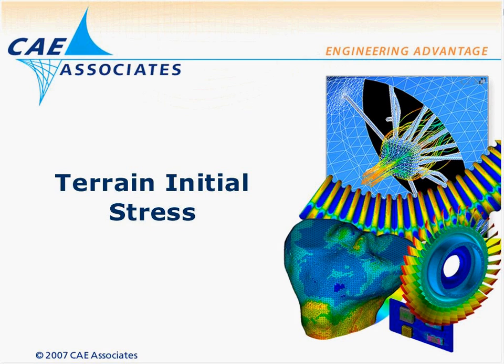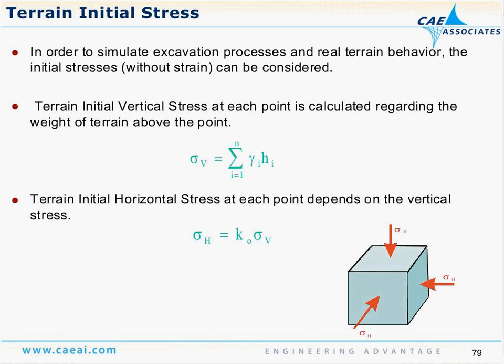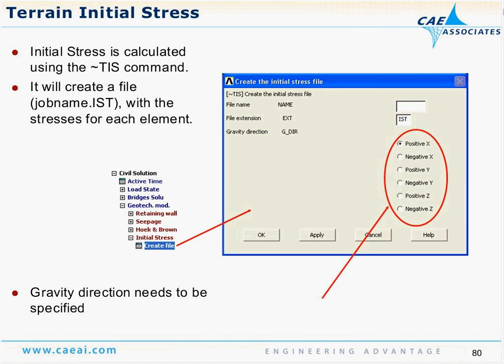Terrain initial stress is another feature of CivilFEM where you can develop the equivalent stress state in the actual soil in a strain-free condition. It takes advantage of the initial stress capabilities in ANSYS. You can create both a vertical and horizontal stress state in the actual soil based on the initial terrain. This creates an external file where the only definition you really need to specify is the direction of gravity.